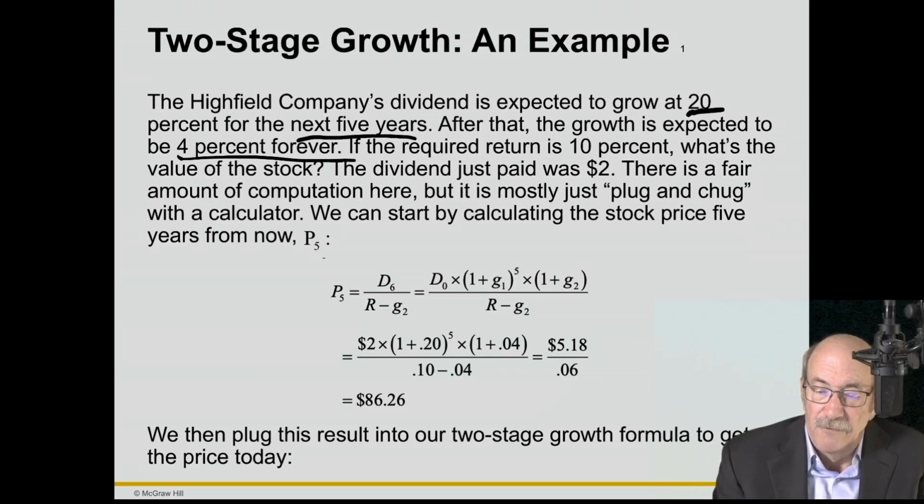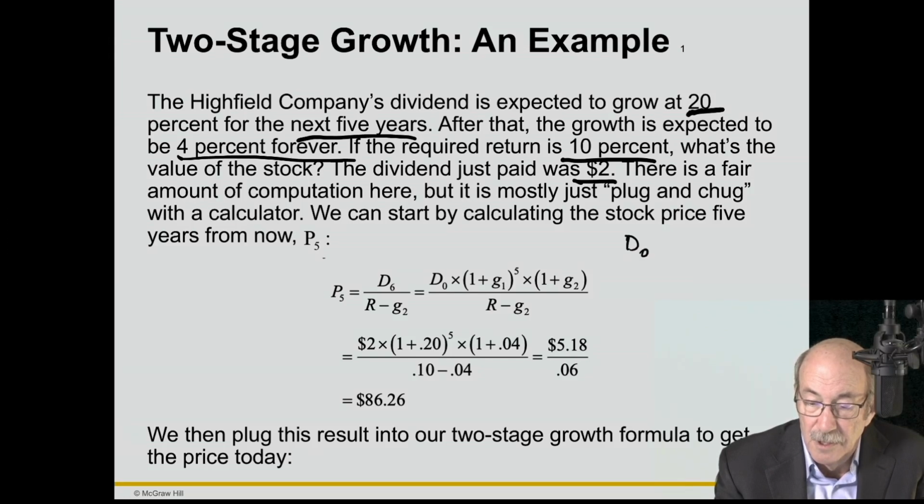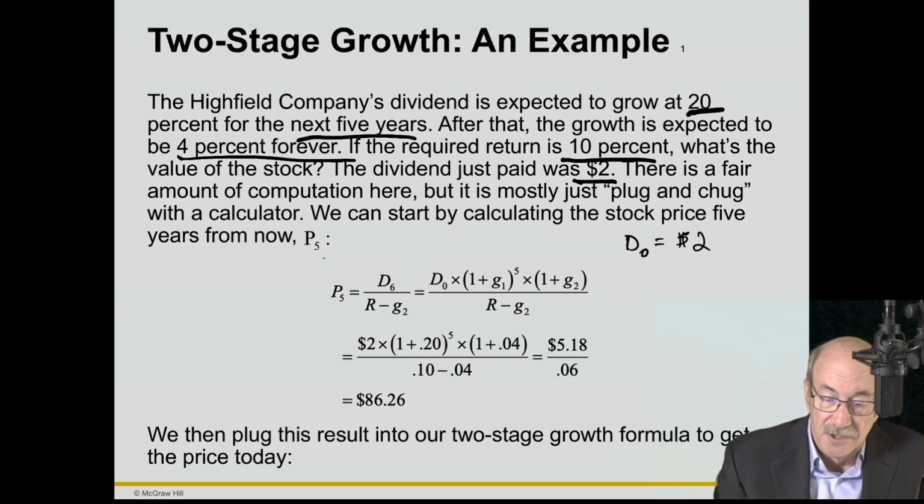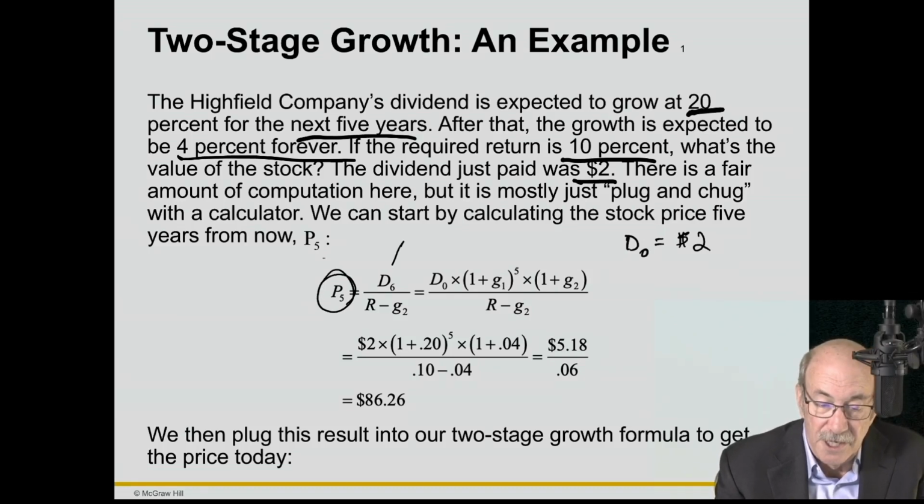If the required rate of return is 10%, what's the value of the stock? And we're also told that the dividend was just paid. That would be the D sub 0 is equal to $2. All right, so how do we do this? Well, first off, let's get the price at time 5. And that would be dividend 6. It's a growing perpetuity, so we just take dividend 6 and divide it by R minus G2.